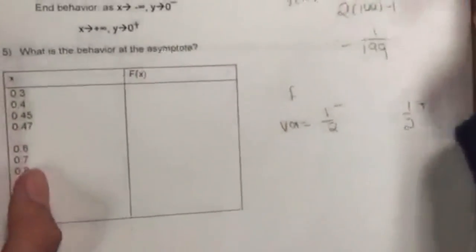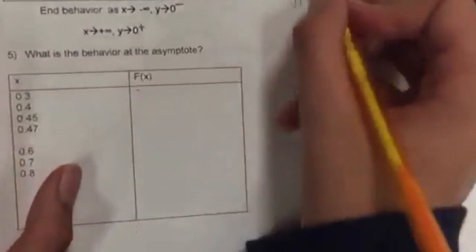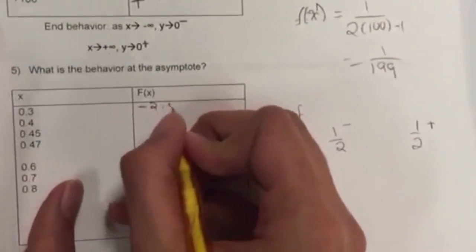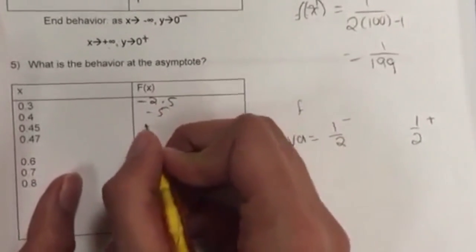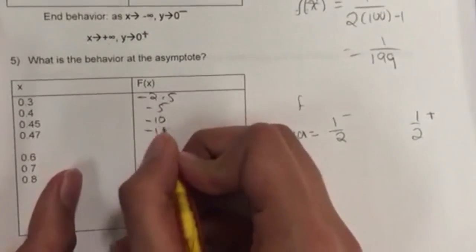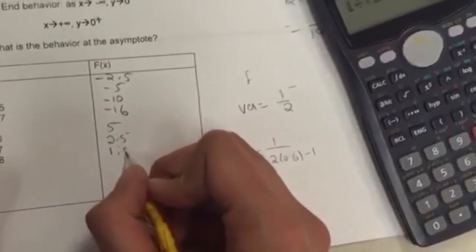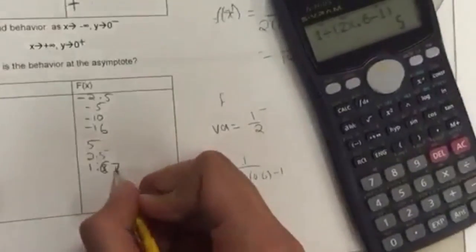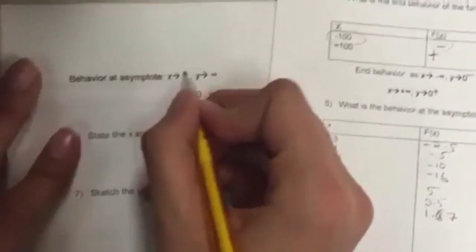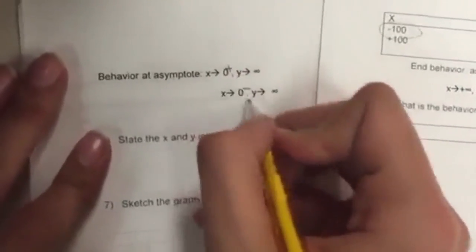So then when you do this on your calculator, you just plug it in like we did over there. You will get negative 2.5, negative 5, negative 10, negative 16, and 0.6 altogether, so it'll be 2.5. And another one will be 1.67. So as over here, we can see that the behavior at the asymptote will be as x goes towards 1 over 2 from either above or below.